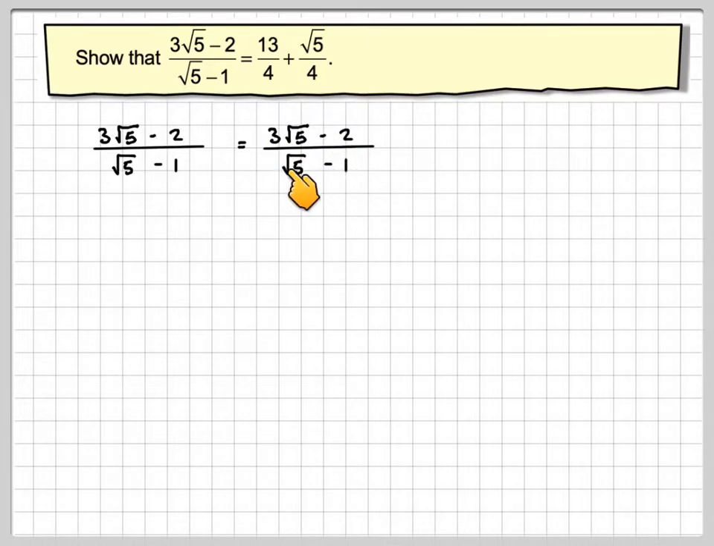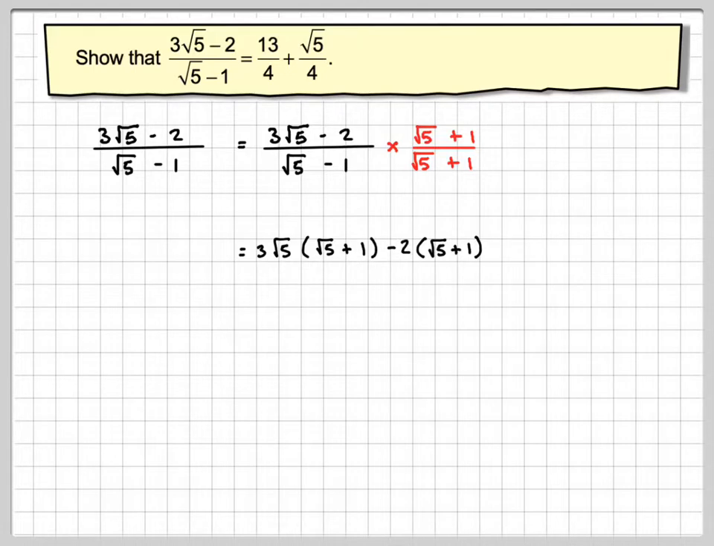Now what you do, if we've got root 5 minus 1, what we need to do is rationalise the denominator by multiplying by root 5 plus 1. Now if you multiply the denominator by root 5 plus 1, you must also do the same to the numerator. This is called rationalising the denominator. So that becomes 3 root 5 times (root 5 plus 1), and then minus 2 times (root 5 plus 1).